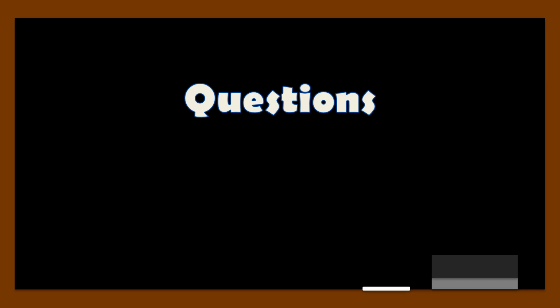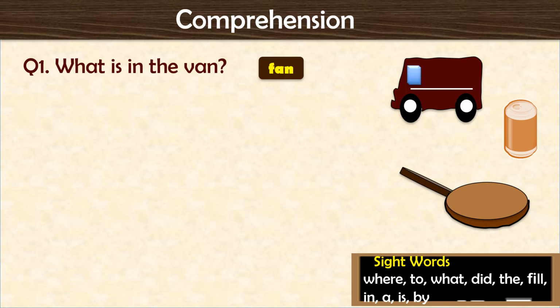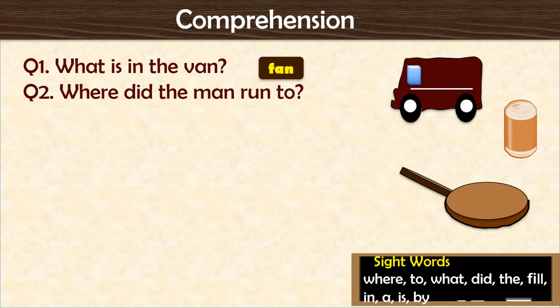Questions. Comprehension. What is in the van? Fan. Where did the man run to? Van.